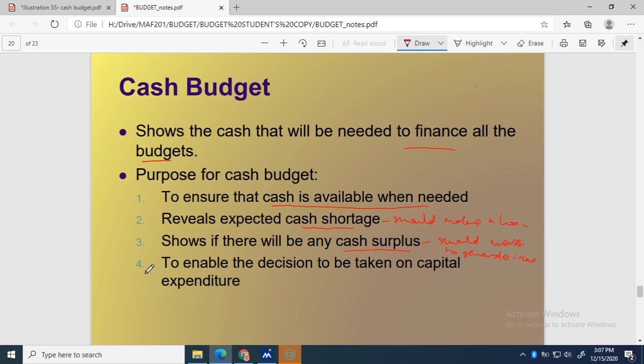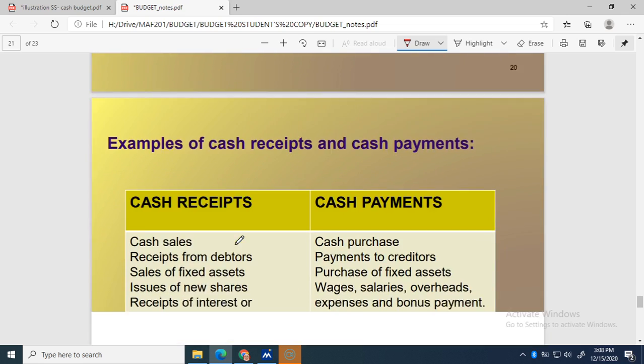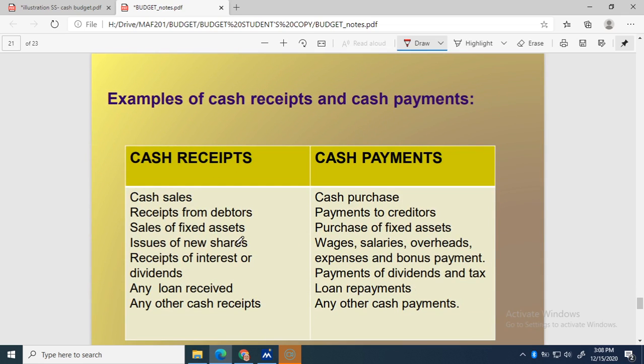And number four, the purpose of the cash budget is also to enable decisions to be taken on capital expenditure, to plan for the capital expenditure of the business. There are examples of cash receipts and cash payments. Cash receipts mean cash inflow into the business, and cash payments mean cash outflow from the business.